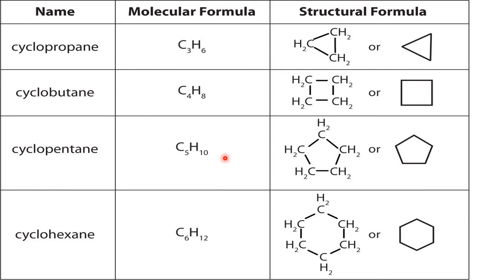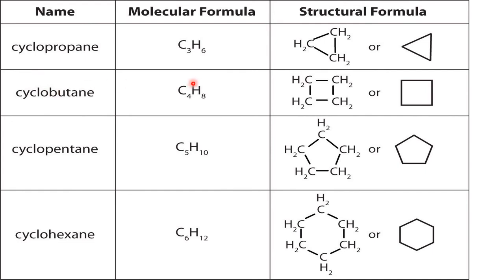Now we apply this to closed structures, ring structures. Cyclopropane: propane with 3 carbons in cyclic form, a ring structure. CH2, CH2, CH2, but the simple way is a triangle. Okay, bond line.